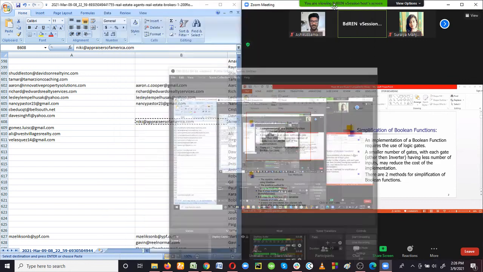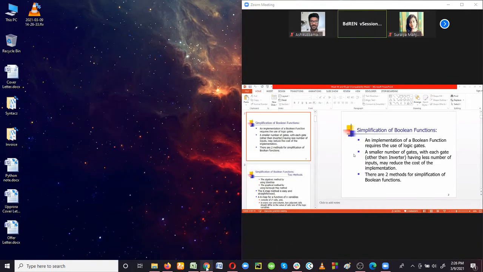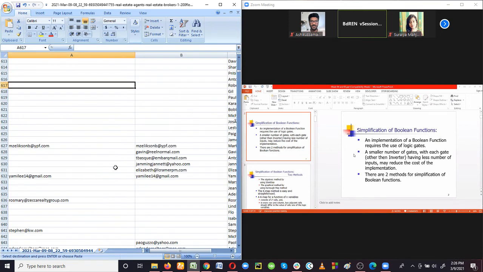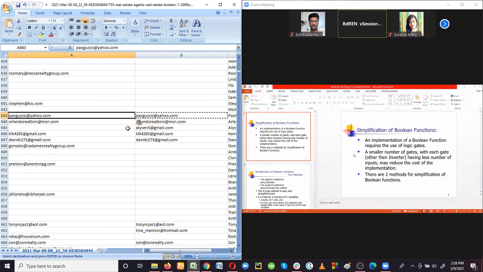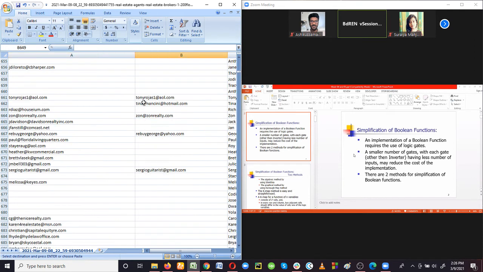Function by the algebraic form. Okay, so now we will read the Boolean algebra in another form. Our today's topic's name is simplification of Boolean functions. Everyone write in your script: simplification of Boolean functions.